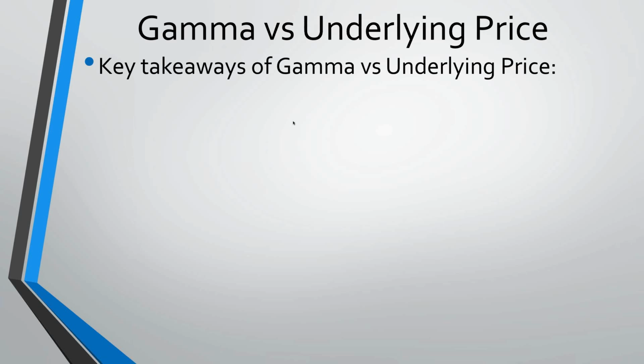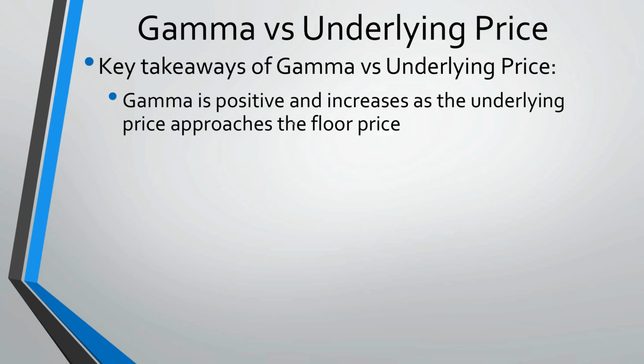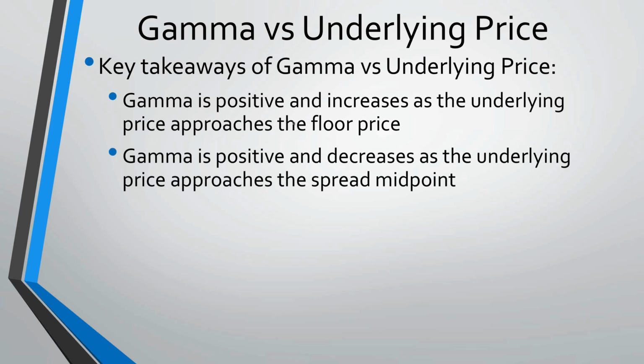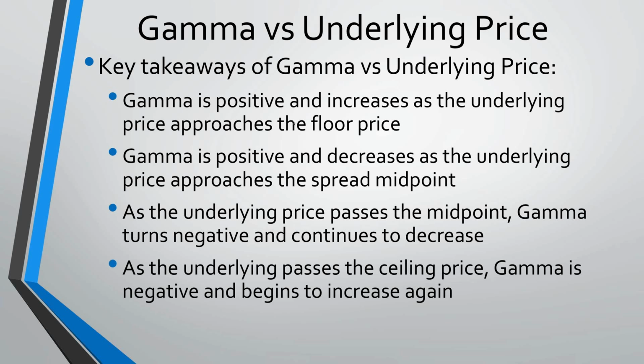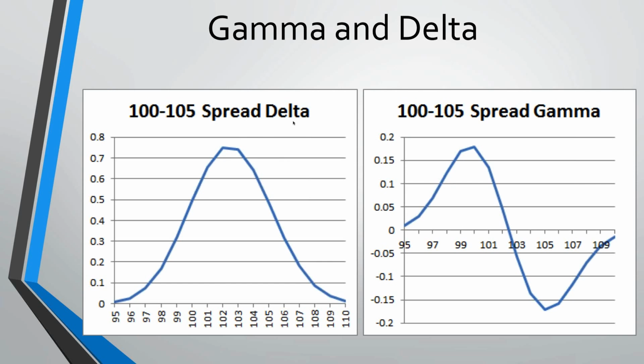But the brief key takeaways of gamma versus underlying price. These are the key takeaways. Gamma is positive and increases as the underlying price approaches the floor price. Gamma is positive and decreases as the underlying price approaches the spread midpoint. As the underlying price passes the midpoint, gamma turns negative and continues to decrease. Then as the underlying passes the ceiling price, gamma is negative but begins to increase again. That's easier to see with the graph.